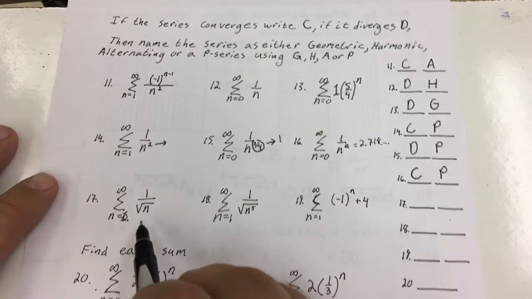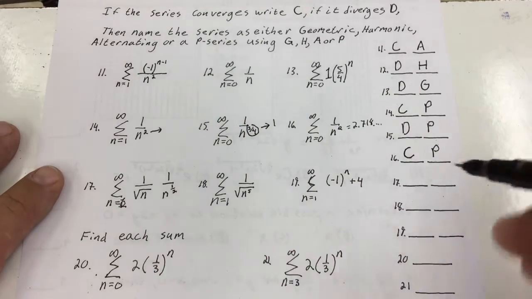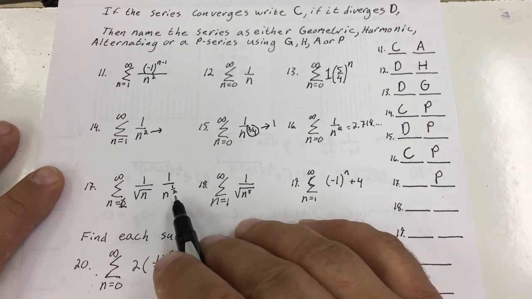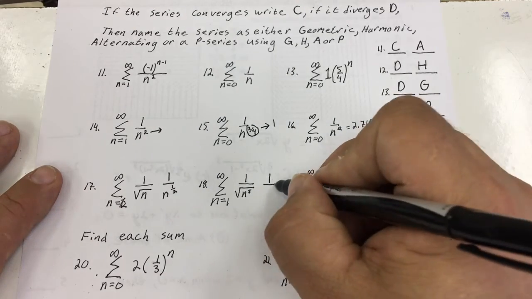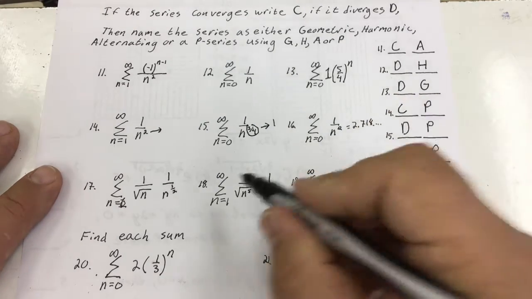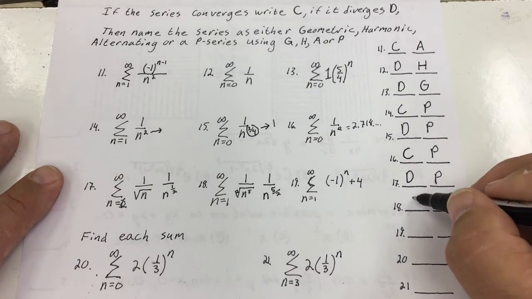This one's a little tricky, it's a little sneaky. I'm going to rewrite this as 1 over n to the 1/2. I can see now that it's a p series, but the exponent is less than 1. So that means it is going to diverge. Let's take a look at this one. This is going to be 1 over n to the 5/2. Remember, what's in the bucket goes on the bottom. Another p series, but 5 over 2 is greater than 1. So that one's going to converge.